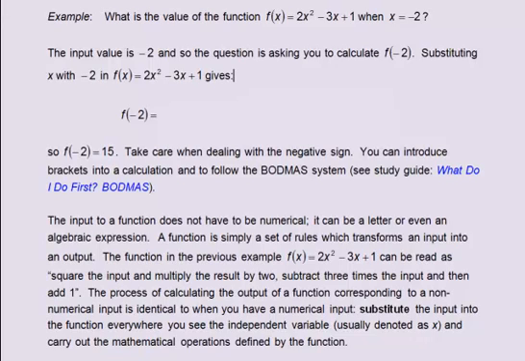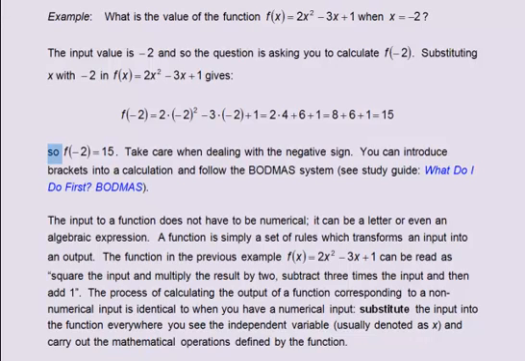Substituting x with minus 2 in f of x equals 2x squared minus 3x plus 1 gives f of minus 2 equals 2 multiplied by minus 2 squared minus 3 multiplied by minus 2 plus 1, which equals 2 times 4 plus 6 plus 1, which equals 8 plus 6 plus 1, which equals 15. So f of minus 2 equals 15.